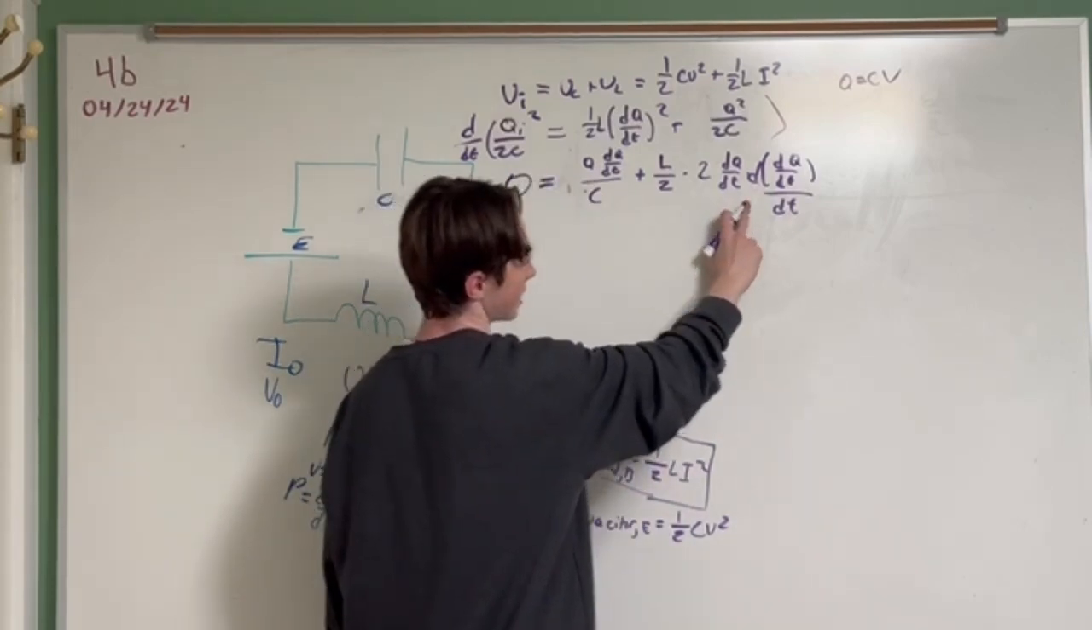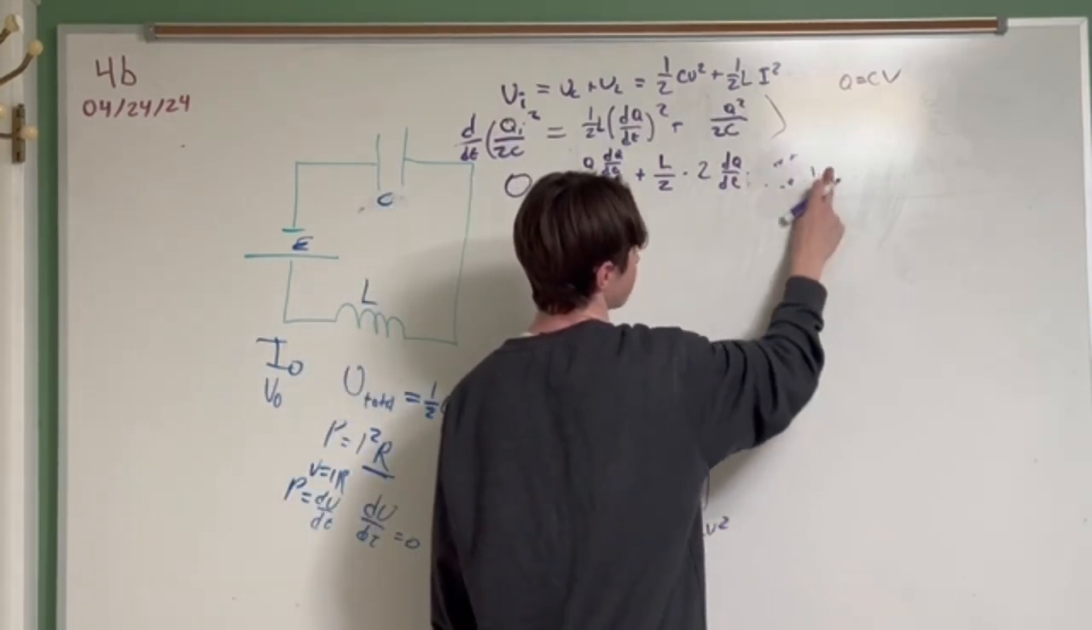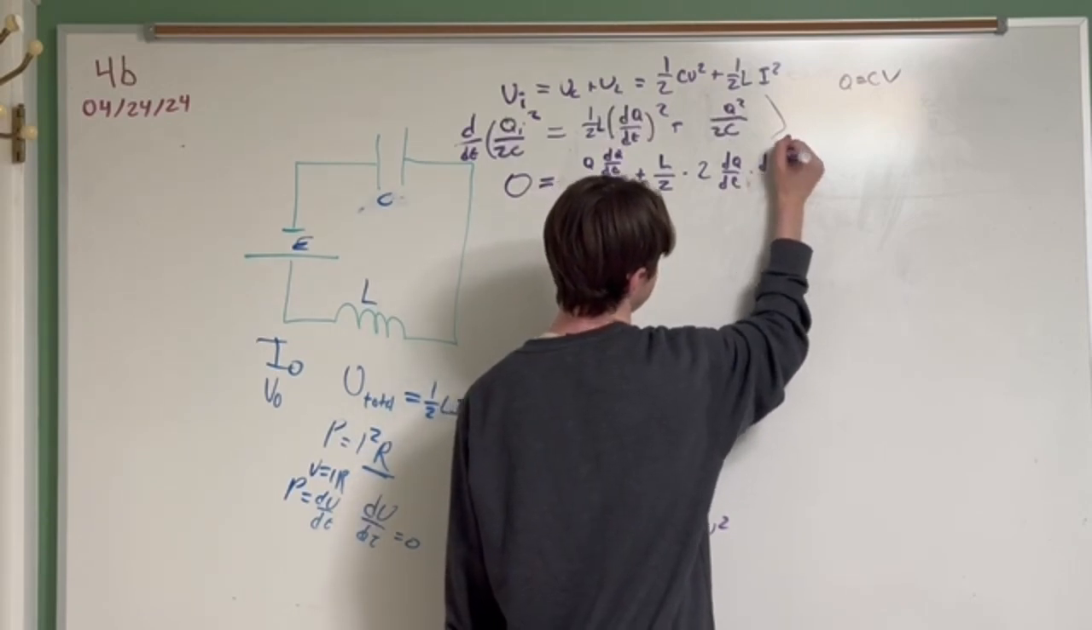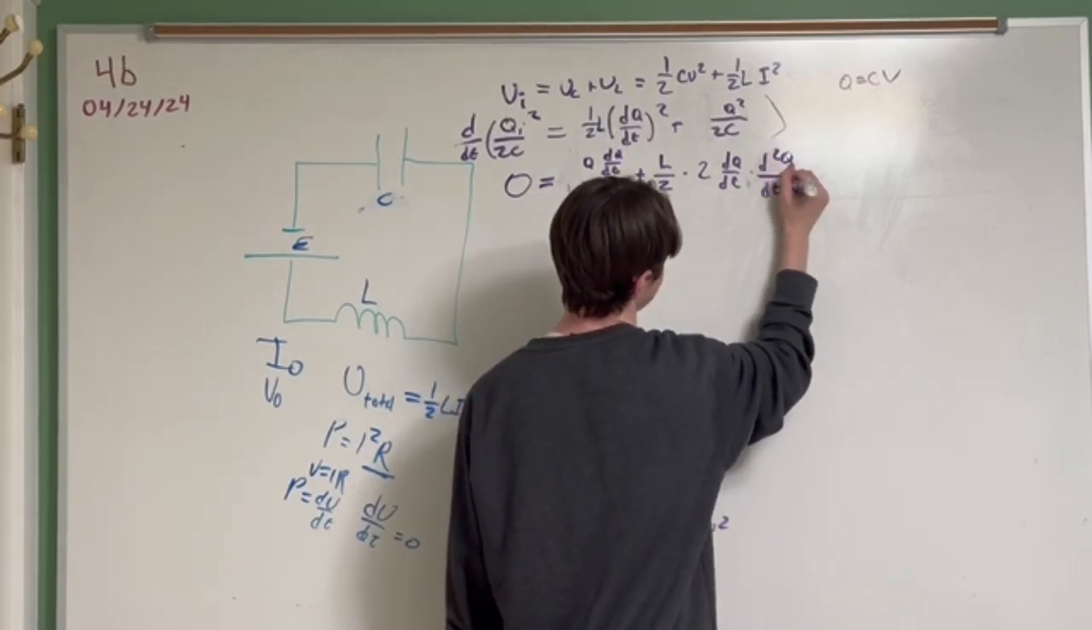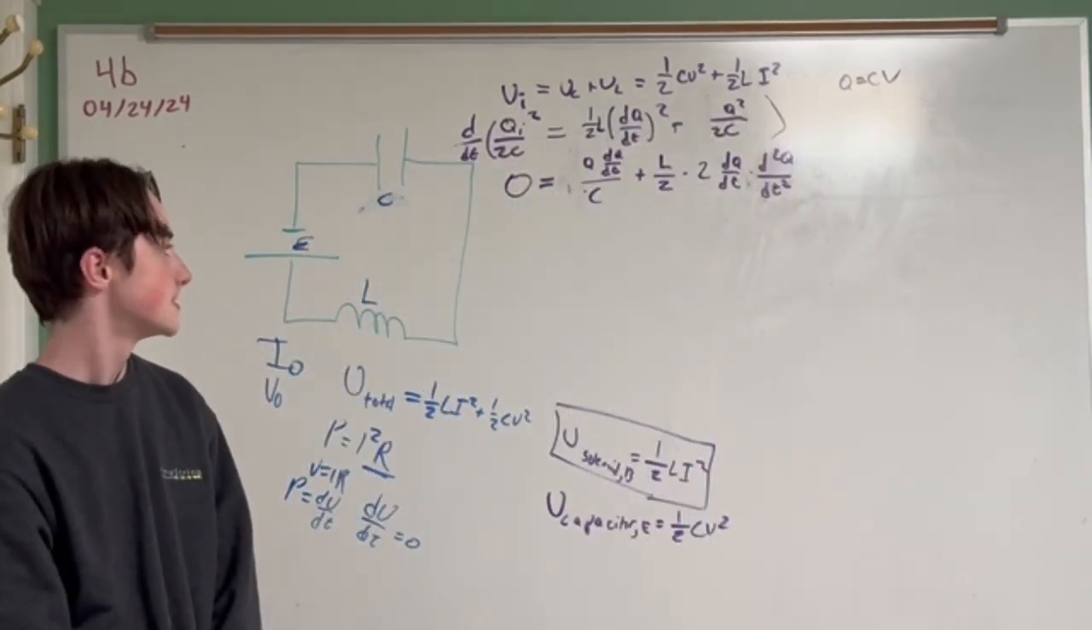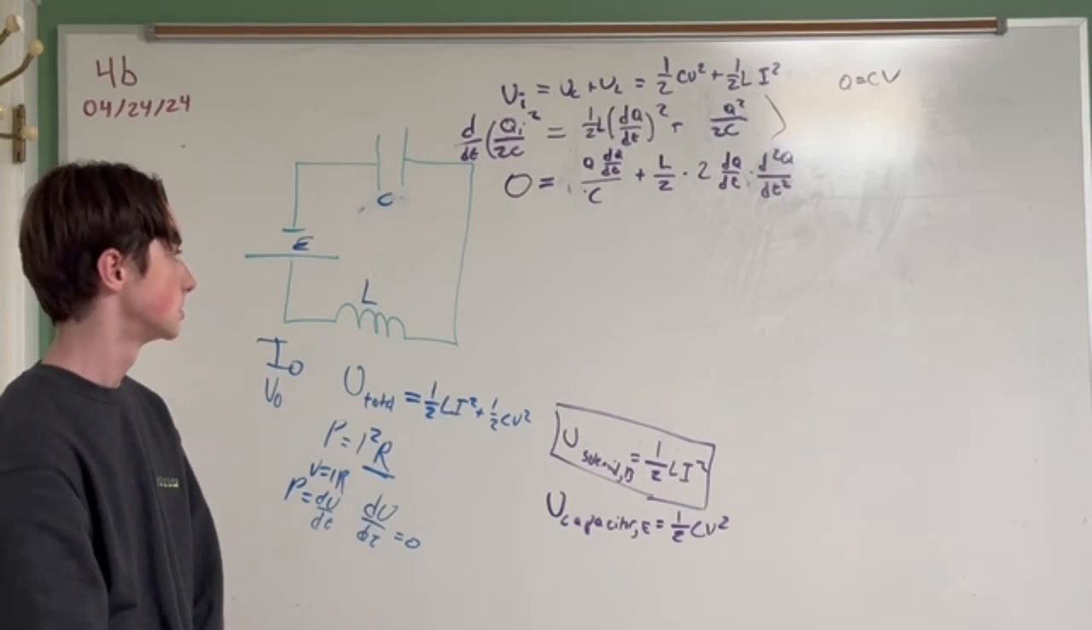So this could be a second derivative. It'd be d squared q over dt squared. What would be a logical next step? Now that you put one side on the other.